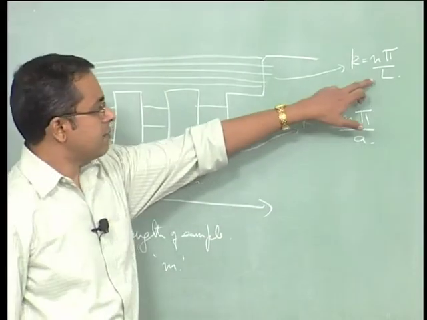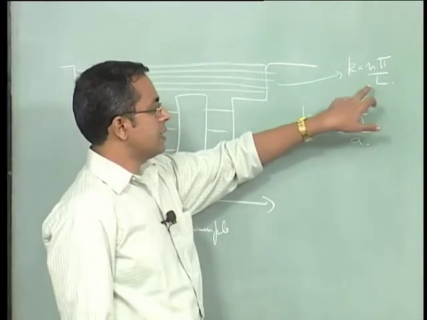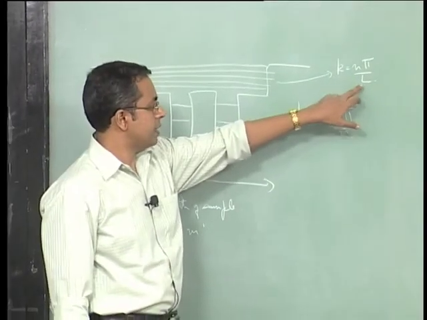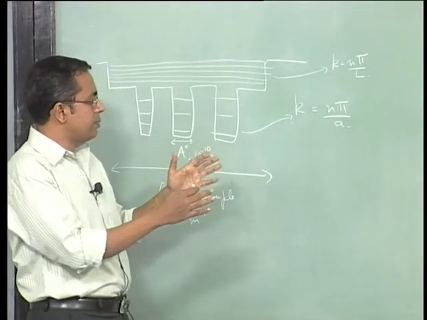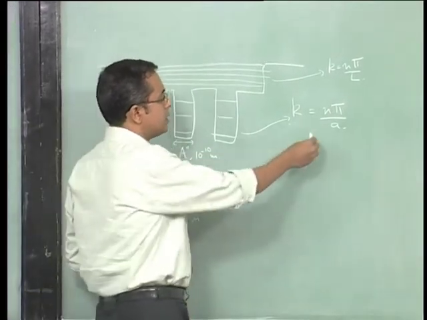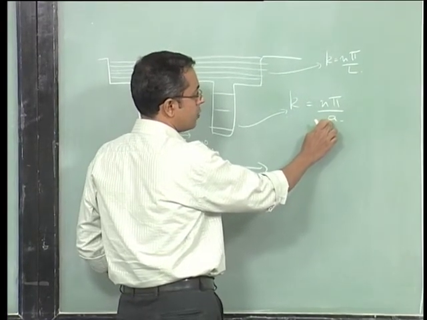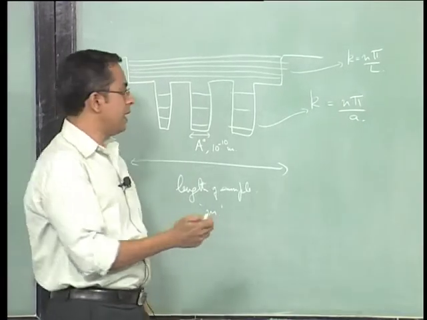Now clearly L is very large relative to A, there is a factor of 10 power 10. L is of the order of meters, this is 10 power minus 10 meters. So on the same scale, A is a very small number, and therefore 1 by A is a very large number.